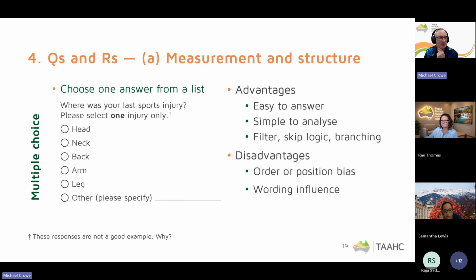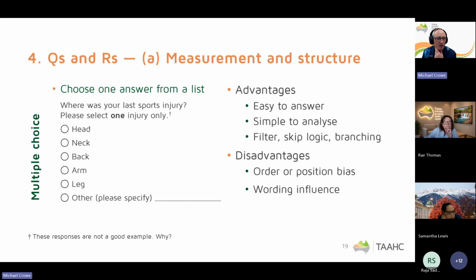Again, they're easy to answer. They're very simple to analyze. They're very good, again, as well for filter logic, for filtering, skipping, branching. So if someone has a head injury, you can ask a whole heap of questions about head injuries. If someone has a neck injury, you can ask a whole heap of questions about a neck injury, but you don't necessarily have to ask the two different people with two different injuries the exact same questions.